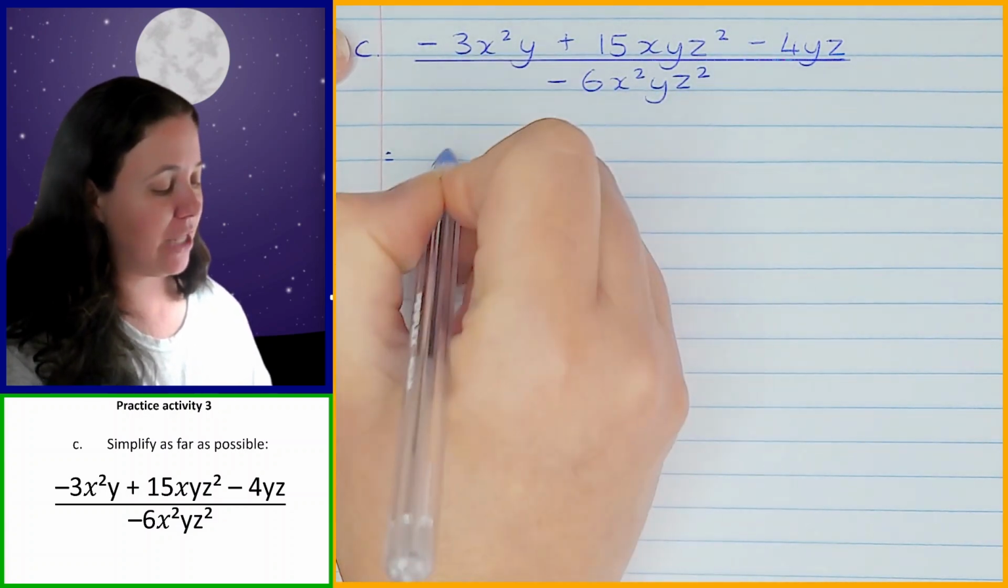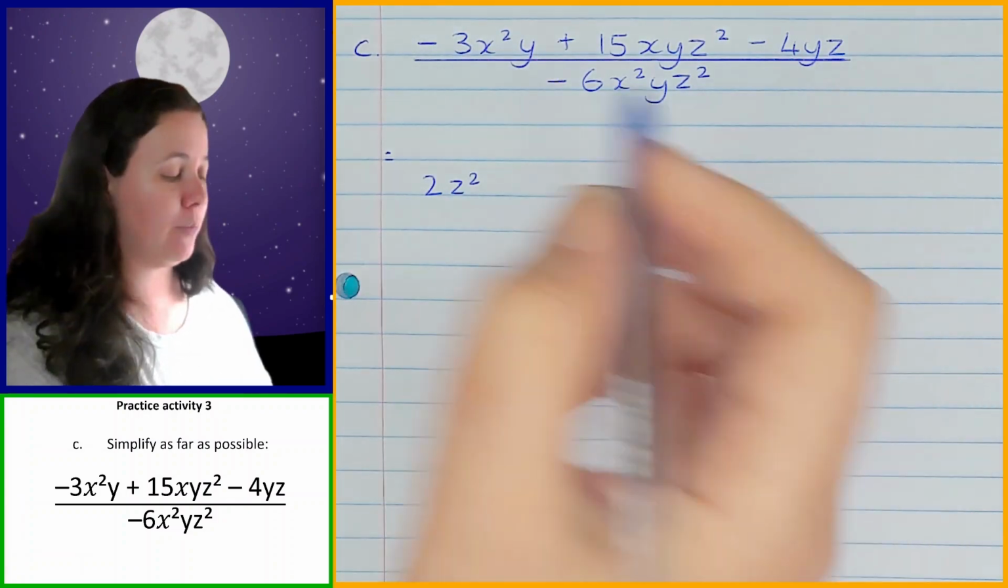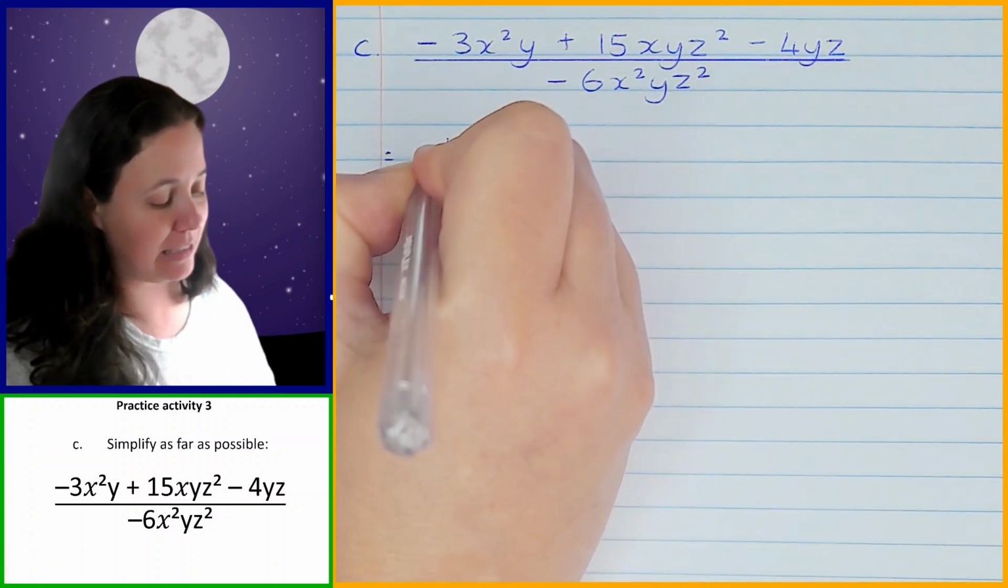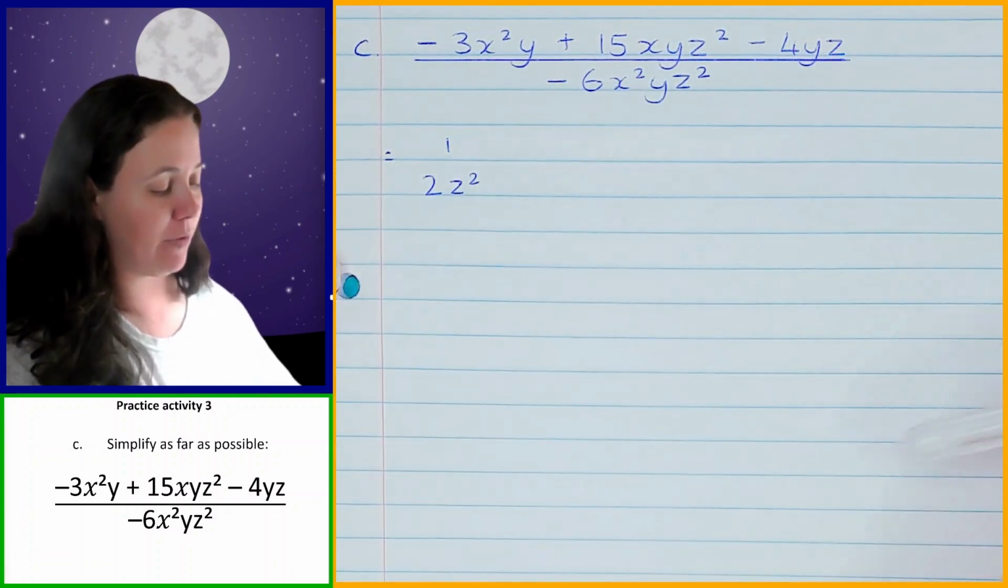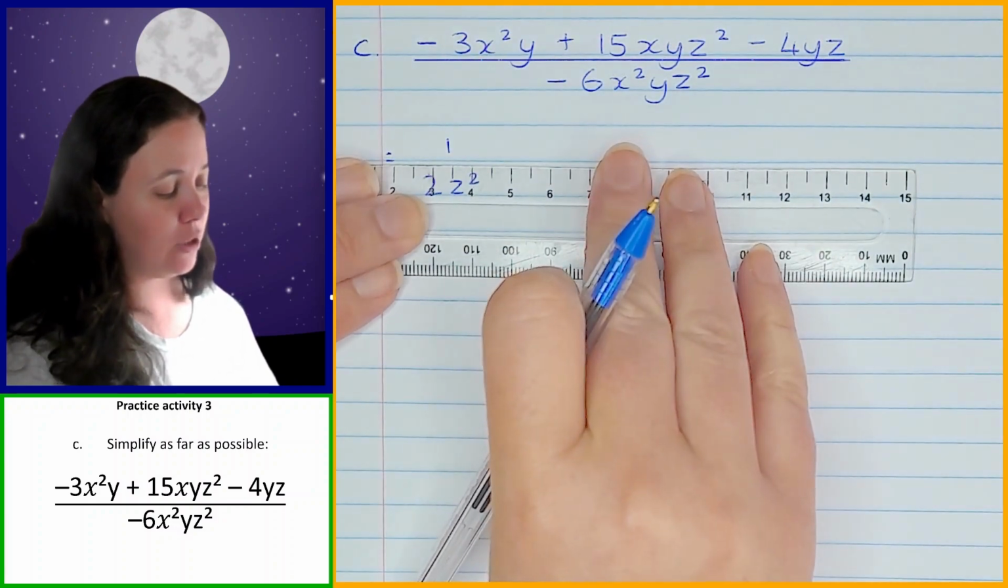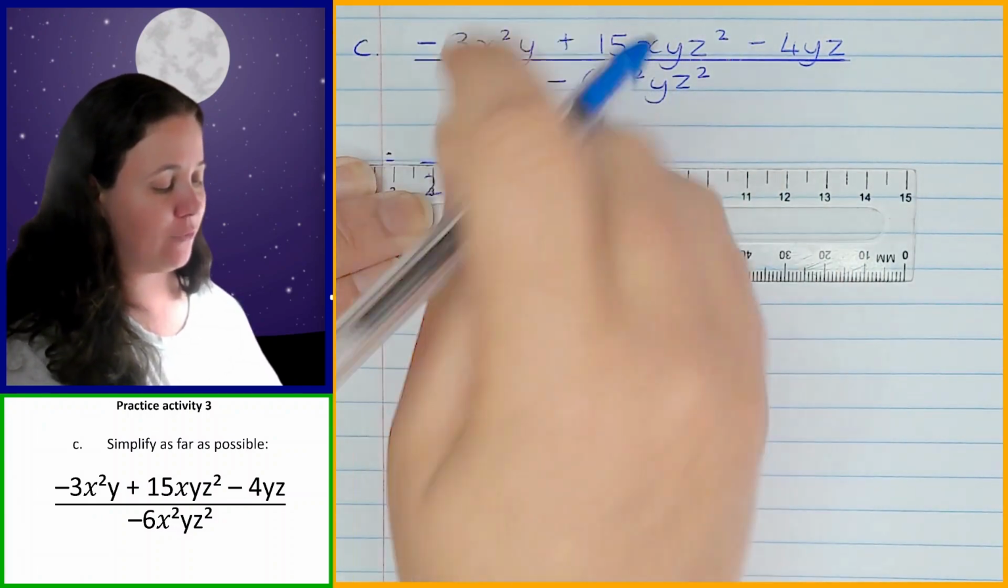Okay, now I have nothing at the top. Now obviously I can't write nothing at the top, I have to write 1. Everything cancelled out, that means I'm left with 1 at the top of my fraction. Okay, so I've got 1 over 2z squared for my first term.